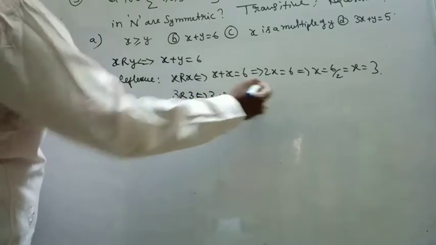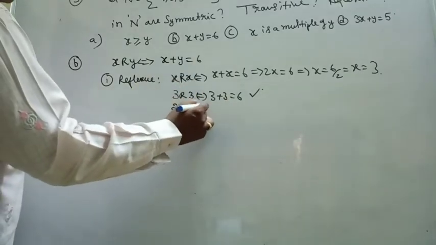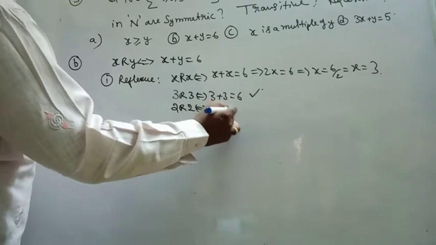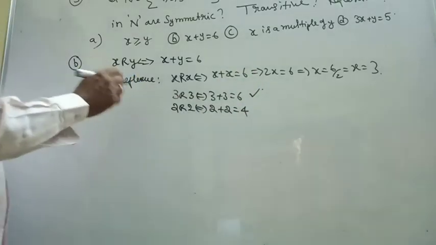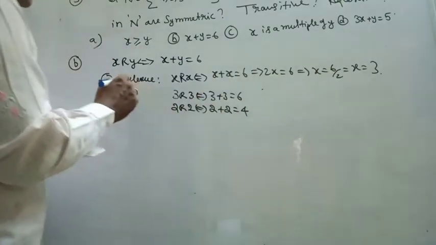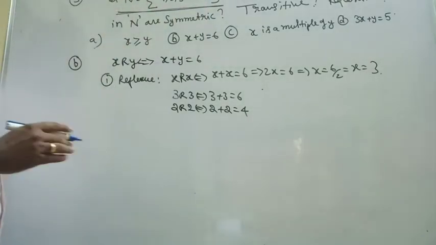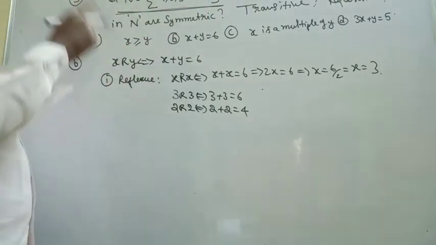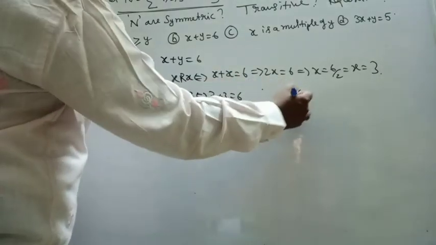Then only it satisfies. If you take some other number, suppose 2 related to 2, then you will get 2 plus 2 is equal to 4 only, but it is not 6. Therefore, the reflexive property is not satisfied. It is satisfied only for 3. It is because the relation is on N, the set of all natural numbers. It should satisfy for each and every natural number. Therefore, the reflexive property is not satisfied here.